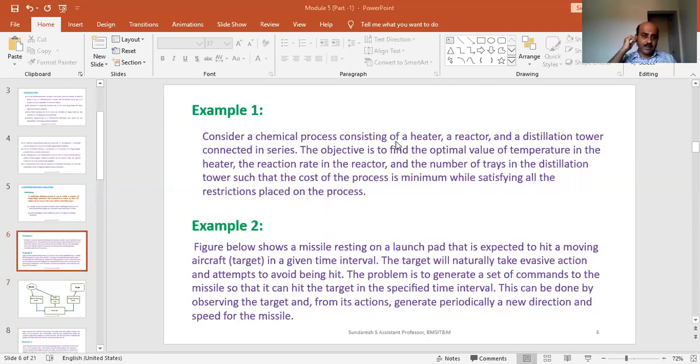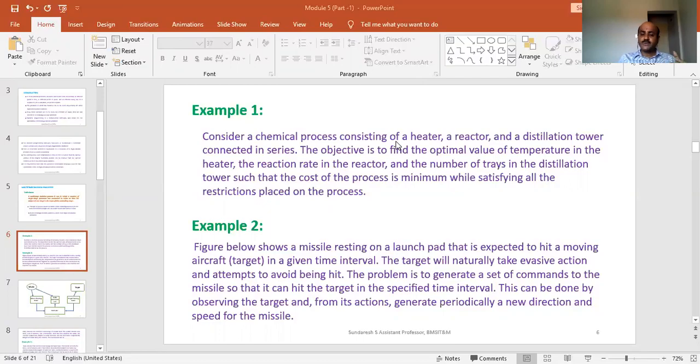Let us take the first example here. We have a chemical process, which basically consists of a heater, a reactor, and a distillation tower connected in series. A heater, reactor, and distillation tower. This constitutes one serial multi-stage decision process.